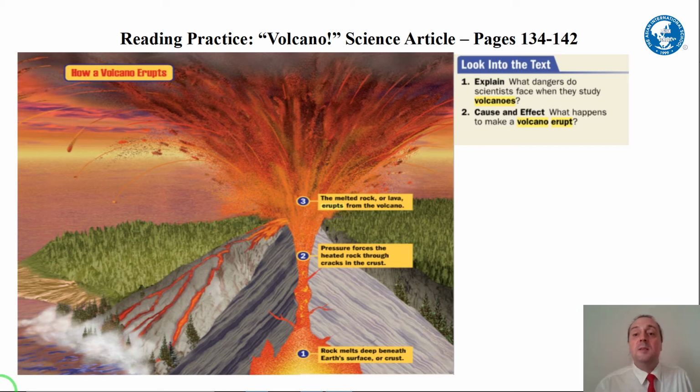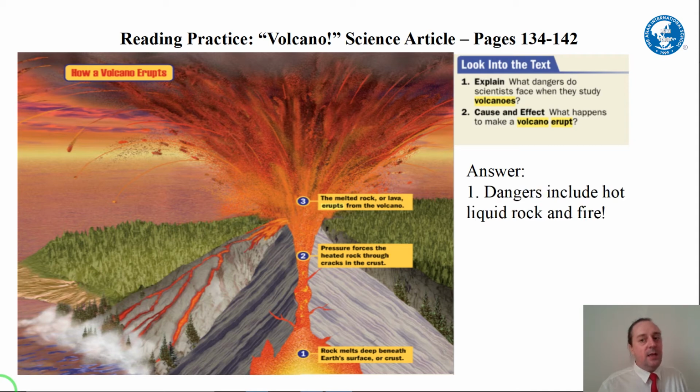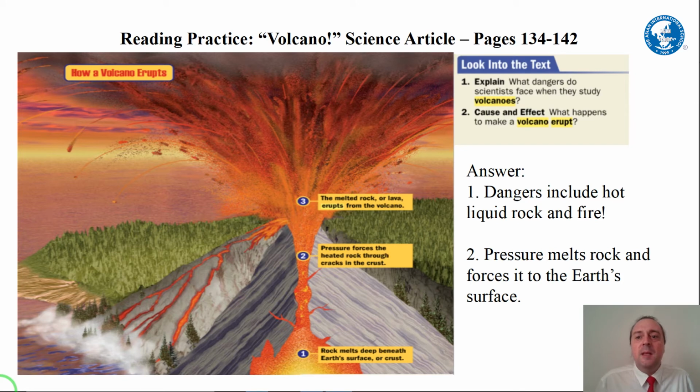Okay, ready? So, what dangers do scientists face when they study volcanoes? Dangers include hot liquid rock and fire. I don't think I want to be a volcanologist. Crazy. Next one. What happens to make a volcano erupt? Pressure melts the rock under the Earth's surface and it forces it up to the Earth's surface.